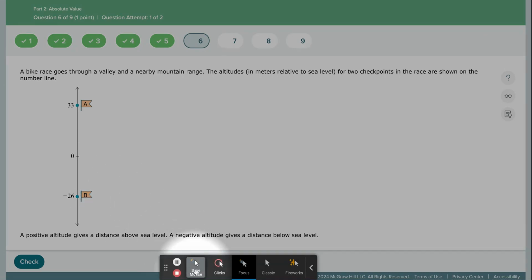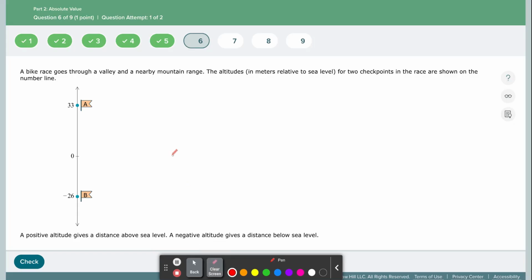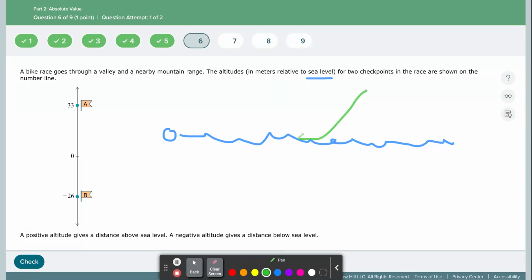This makes sense to me, but I'm not sure if all kids would have this as a reference point. So when they say sea level, picture the ocean out there. Scientists consider that 0. So this is sea level at 0. Your mountain ranges are going to go above sea level. It's up in the air, right? Above sea level.